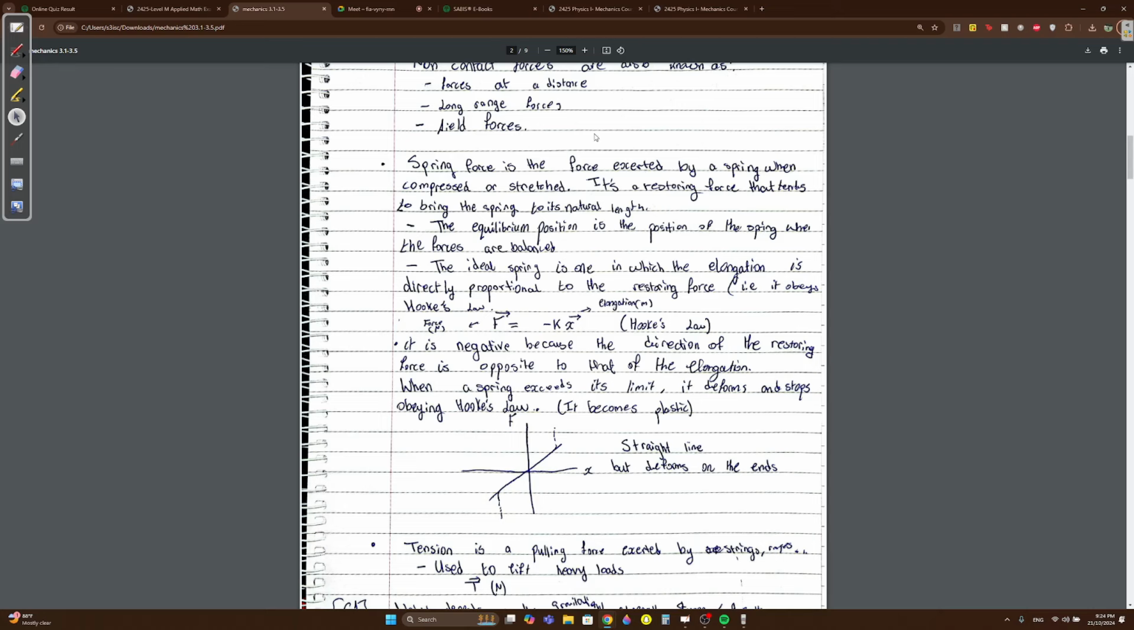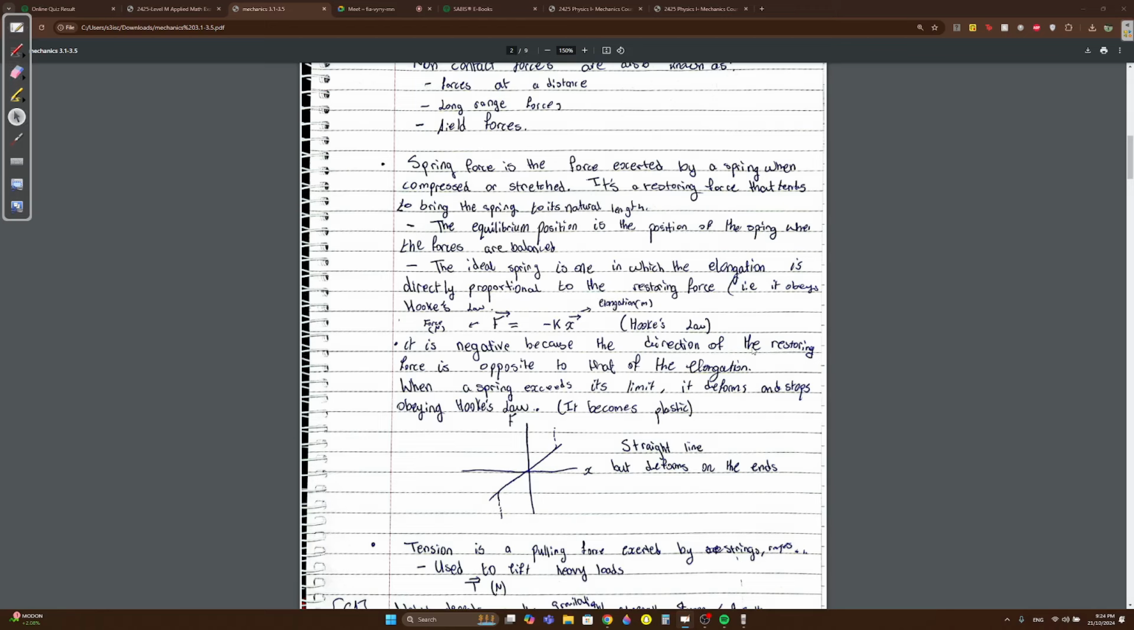So when it's back here, okay. The ideal spring is one in which the elongation is directly proportional to the force. You have this formula, you need to memorize it. The force is equal to minus kx, where k is the spring constant given in the question, and x is the displacement or elongation in meters. Okay, it has to be in meters.